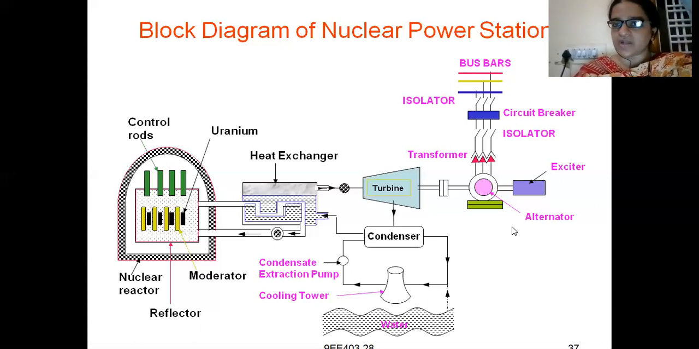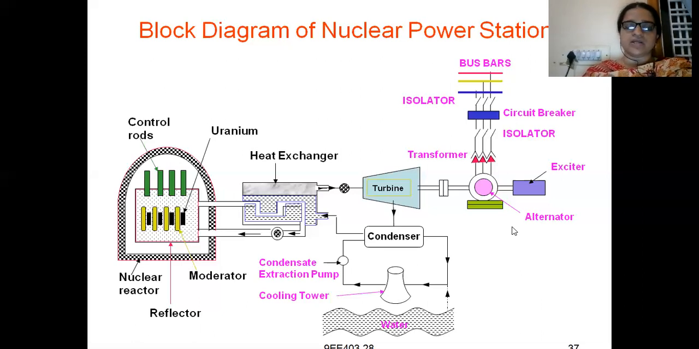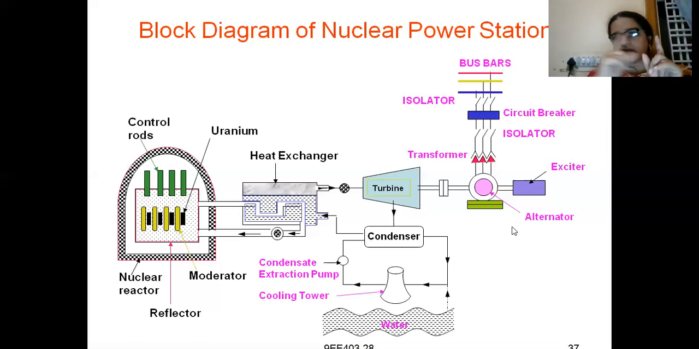Next, what happens is, inside the nuclear reactor, how the heat will be exchanged: a coolant material will be passed from the nuclear reactor to the heat exchanger, and when the coolant comes from the nuclear reactor to the heat exchanger, it will be very hot. The temperature of the coolant material will be very high when it enters the heat exchanger.